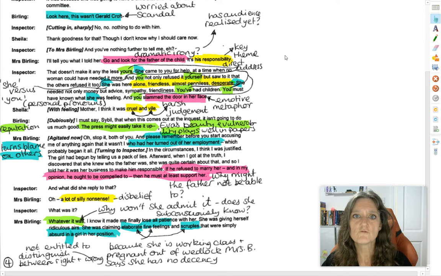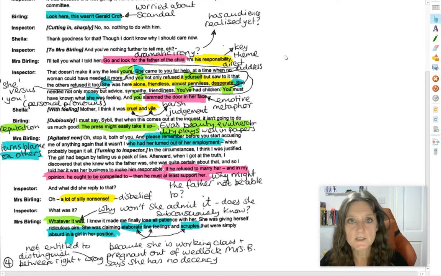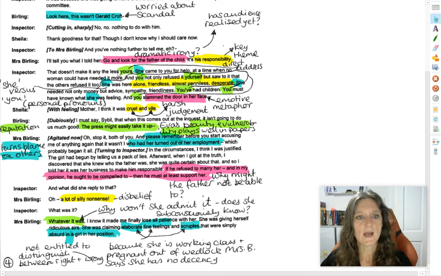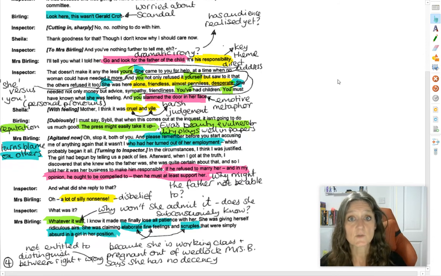And the inspector really uses one of our favourite persuasive devices, direct address. So he keeps talking to you, Mrs Birling, you. So let's have a look. I've highlighted them all and put arrows. I'll probably even miss some as well. It's his responsibility, the father of the child. That doesn't make it any the less yours. She came to you, there's one I missed straight away, for help at a time when no woman could have needed it more. And you not only refused it yourself, but saw to it that the others refused it too.